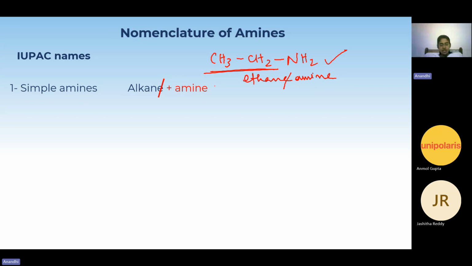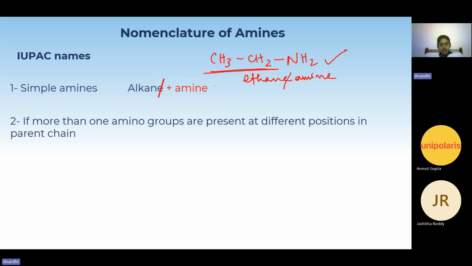Now if more than one amino group is present at different positions in the parent chain, then how will you name the compound? You have to take the alkane, then give the position of the NH2 groups, the number of NH2 groups, and amine. All these things we will discuss in the next slide.